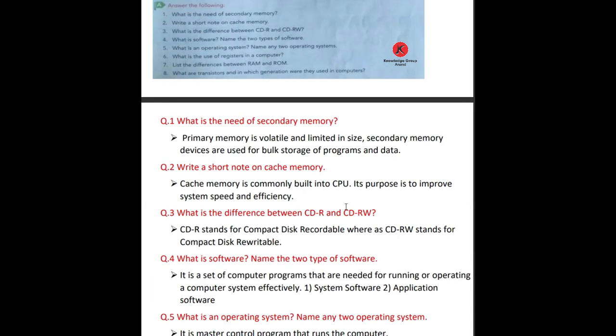Which type of memory is also called volatile memory? RAM. Which of the following is or are controlled by the operating system? All of these. When the computer is turned on, the operating system is loaded from the hard disk to the ROM. Which of the following is not a secondary storage device? None of these.